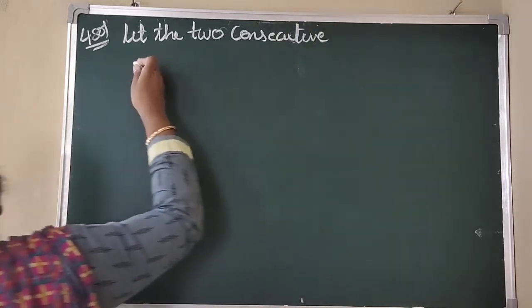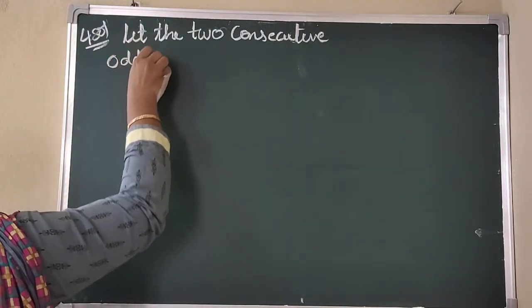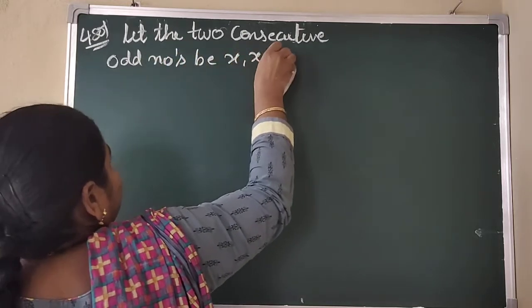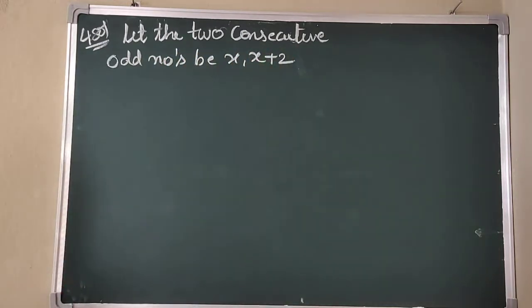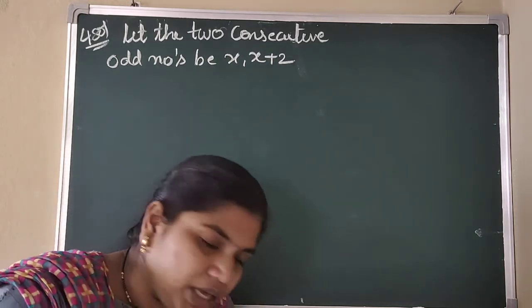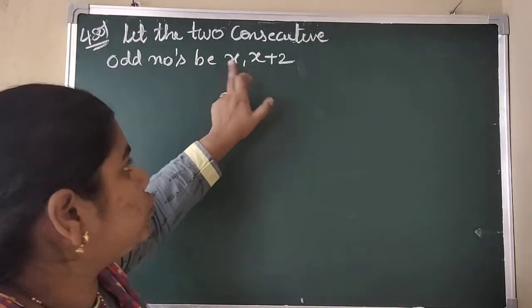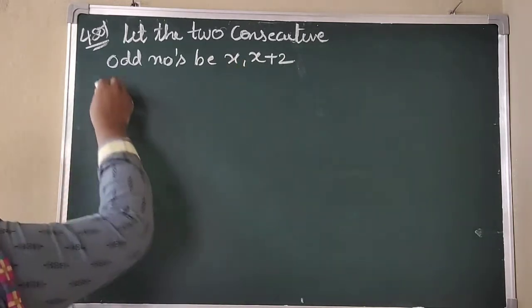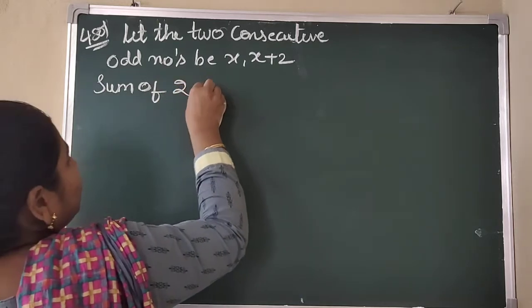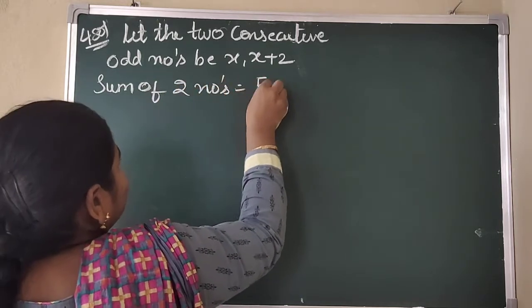So here, fourth solution: let the two consecutive odd numbers be x, x plus 2. Now what they told, if you are adding any two consecutive odd numbers, the result will be 56. So if you are adding these two, the result should be 56. So sum of two numbers is equals to how much?